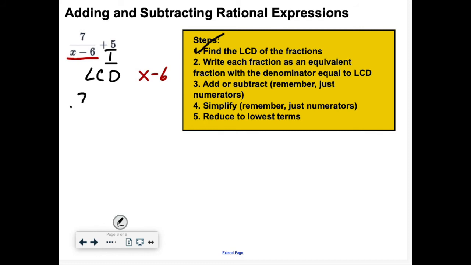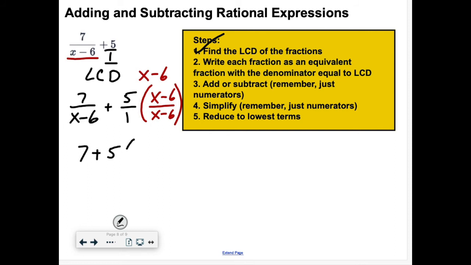Cool, the first one already has the LCD as its denominator. So I'm not going to worry about that. Second one, I'm going to multiply by x minus 6 over x minus 6. And then I'm just going to add or subtract, so it's going to be 7 plus 5 times x minus 6 all over x minus 6. Now, those x minus 6's cannot cancel out. The 1 in the numerator is not just multiplying everything else in the numerator, it is being added to the 7 as well. We can't cancel.